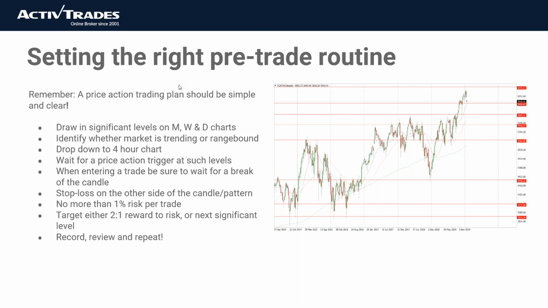The challenge we have is that markets don't trend as much as we would like. That's the only challenge we have. Markets only tend to trend 20 to 30% of the time. Once we're doing that, then I'm dropping down to the 4-hour chart and I'm waiting for particular price action triggers at particular levels. That's what I'm always looking for.